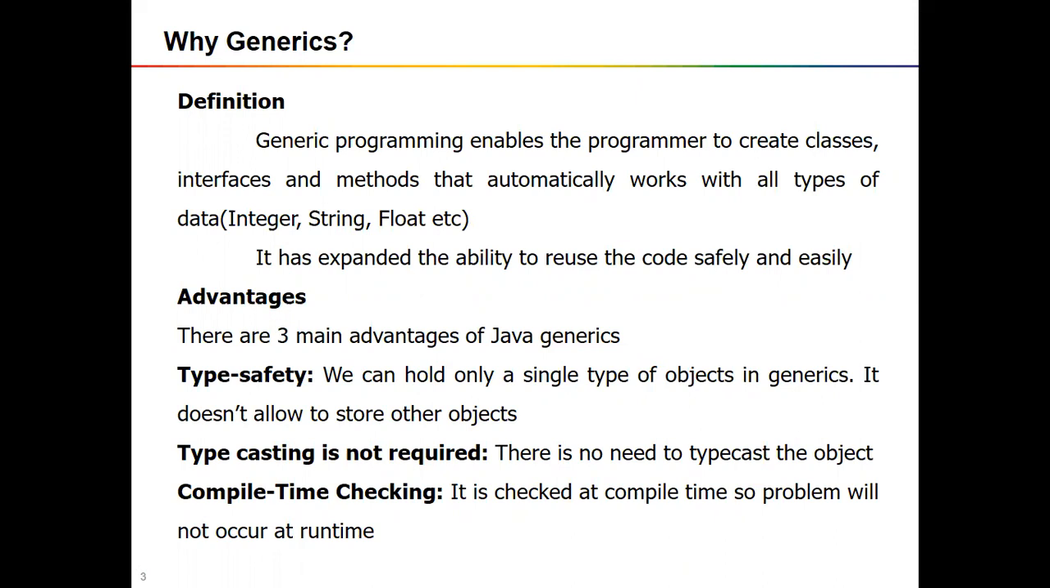We have three main advantages of Java generics. The very first advantage is type safety. We can hold only a single type of objects in generics. It doesn't allow storing other objects. The second advantage is typecasting is not required. There is no need to typecast the object. Compile time checking is the third advantage. It is checked at compile time, so problems will not occur at runtime.